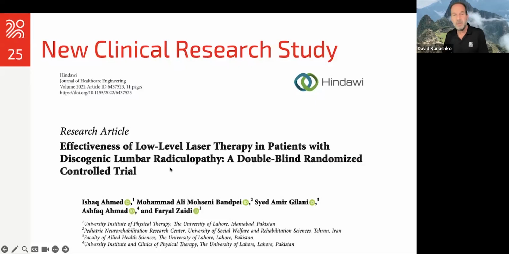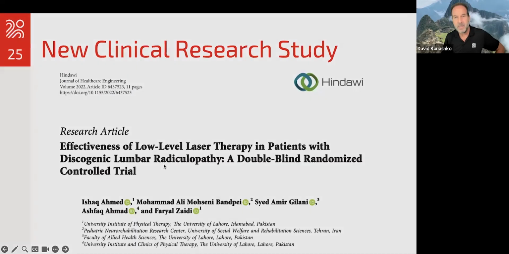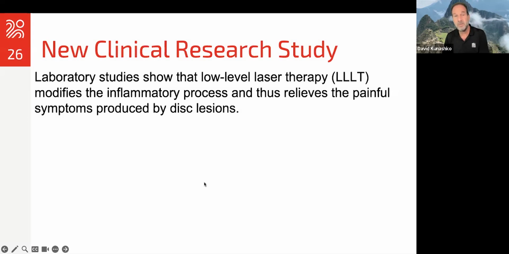Another paper I want to share with you, this is a human clinical trial, the effectiveness of low-level laser therapy. That's what it used to be called. Now it's photobiomodulation in patients with discogenic lumbar radiculopathy. It was a double-blinded randomized controlled trial. This is a fairly recent article as well. So this was out of Iran and Pakistan. I will tell you this is interesting, that there's a lot of research being done in photobiomodulation in Iran and Pakistan and India. They have a lot of interest in photobiomodulation laser therapy. It's just interesting that we see a lot of the research coming out of those specific countries.